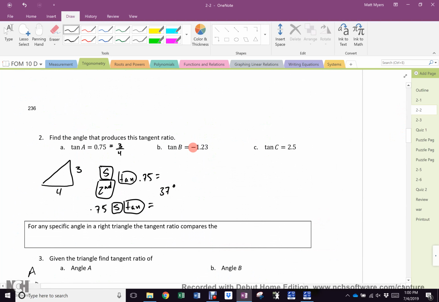There's a negative there for a reason. That comes up in grade 11. I'm not going to waste your time with it. I'm just going to erase it.